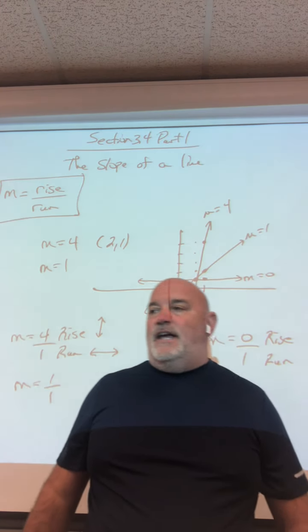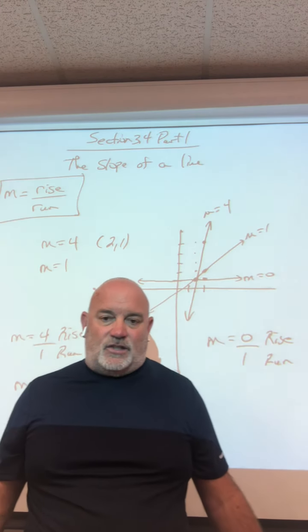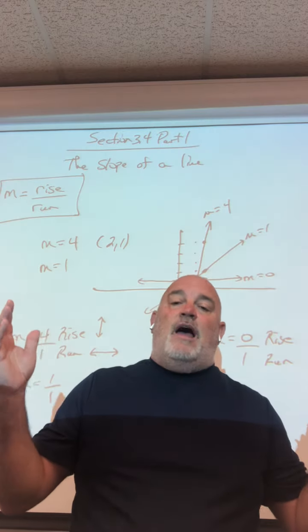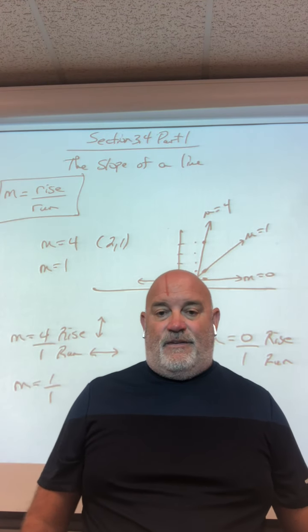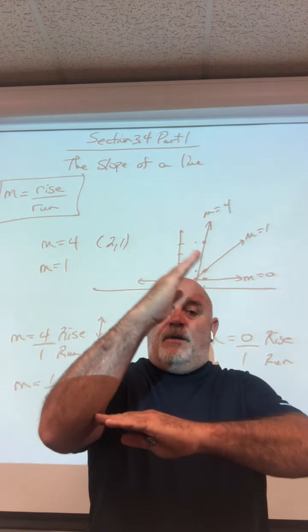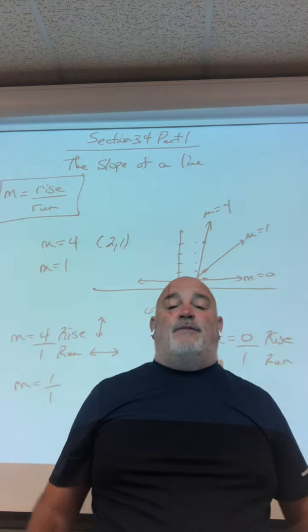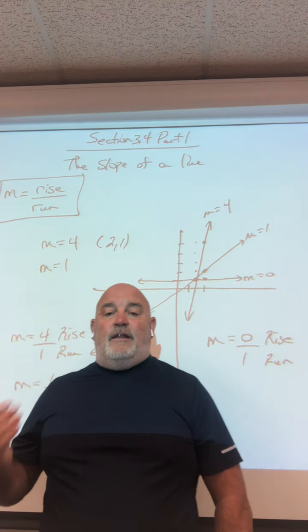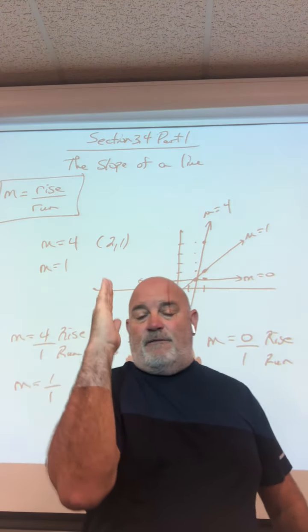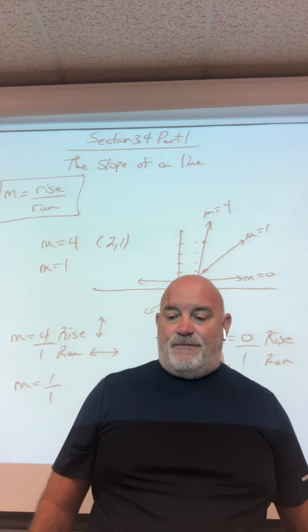You could actually say that a vertical line has an infinity slope. It is so astronomically large that we can't assign a value to it. So it gets bigger and bigger and bigger, and it just gets infinitely large. We just don't call it infinity. So the slope of a vertical line is undefined.